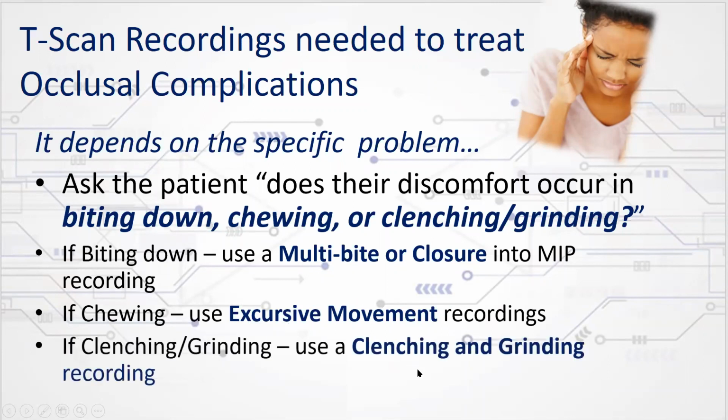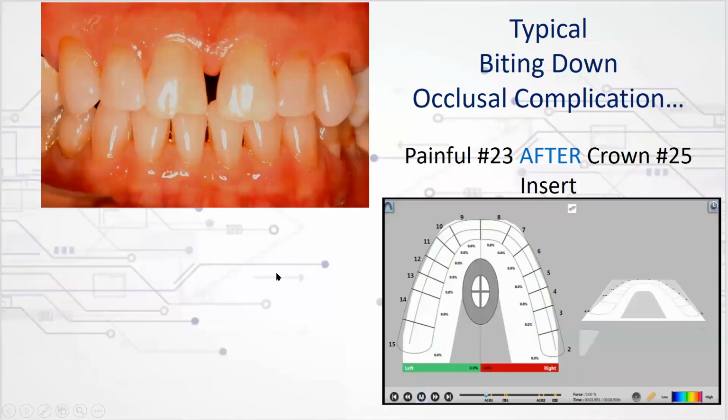And if they say, well, I can bite and I can chew, but if I grind on the tooth, if I just move my teeth back and forth, I can feel this problem contact, then you make a clenching and grinding recording. These are very important things to understand. And if you want to get involved with the T-scan, we teach you how to record these specific actions.